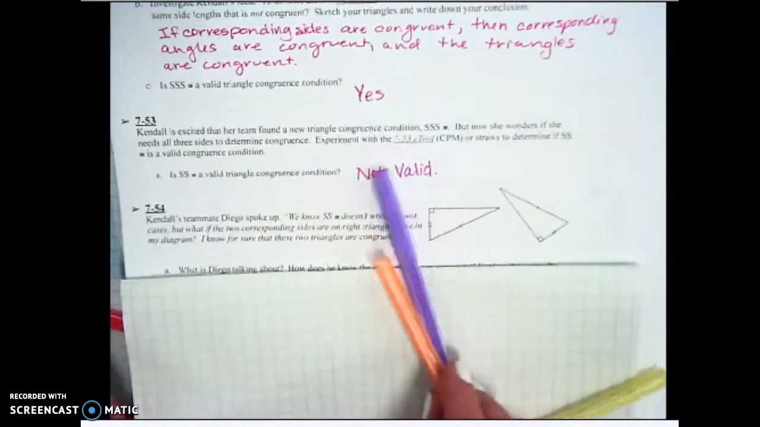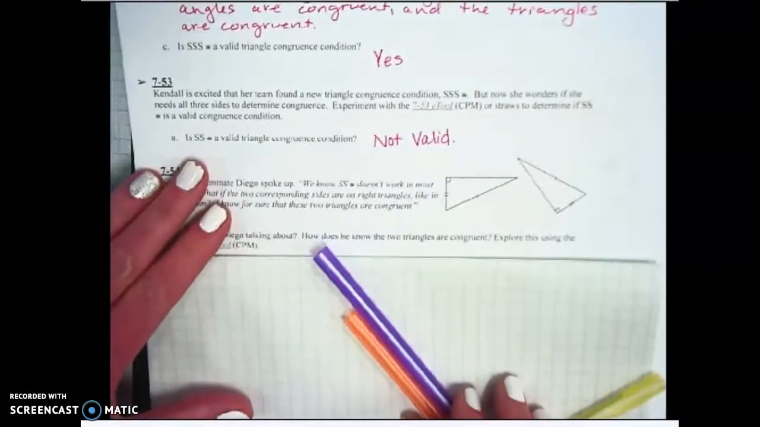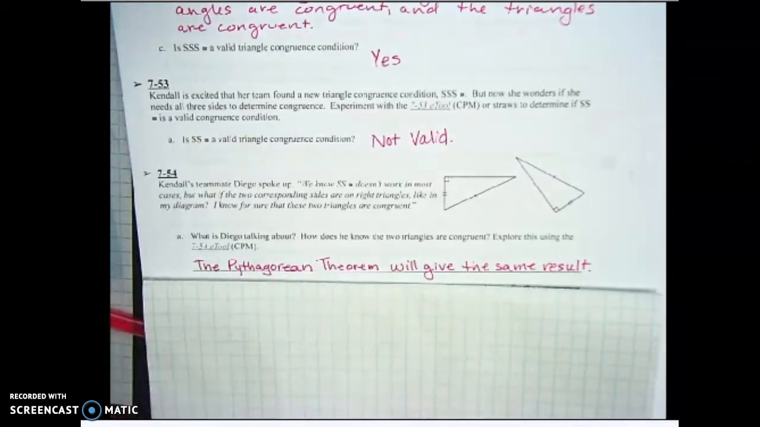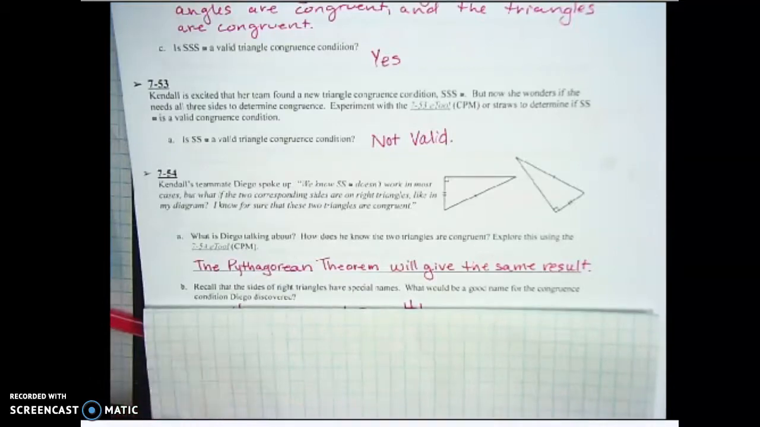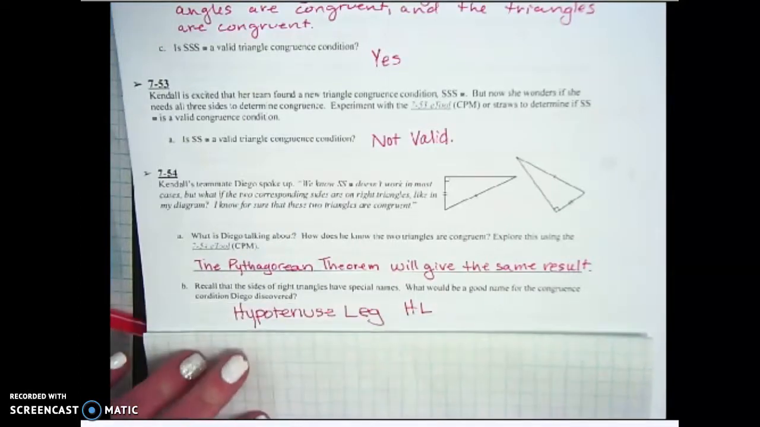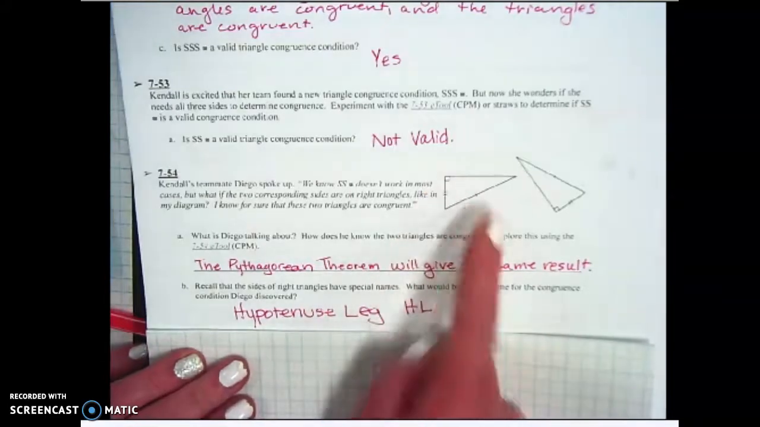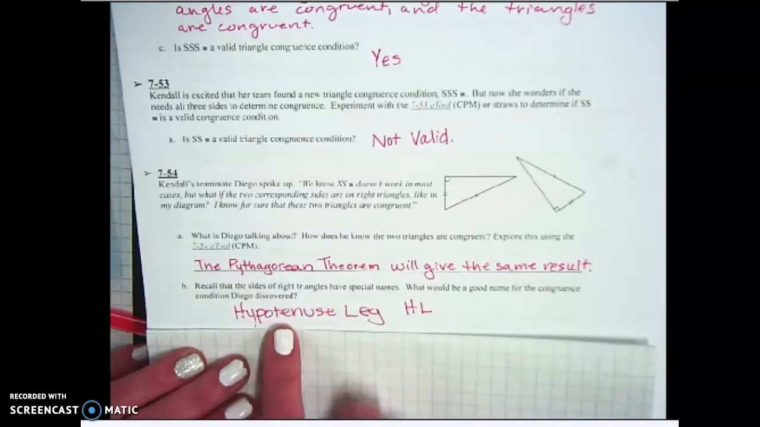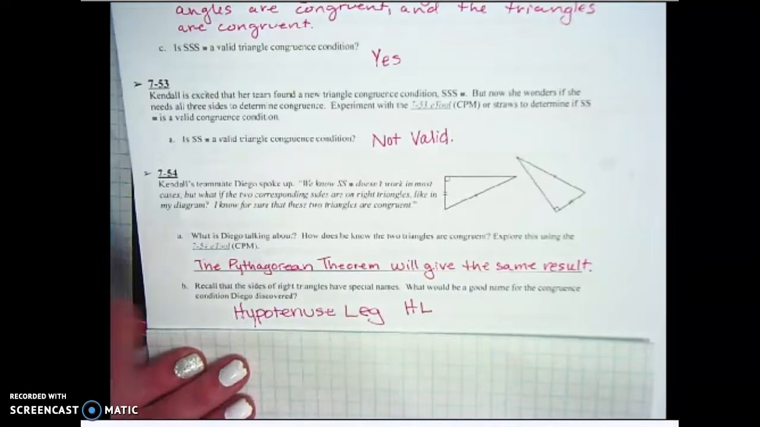Okay, so question A says, how does he know that the two triangles are congruent? Explore this using your tools. If you were to use the Pythagorean theorem, you would get the same result. It says, recall that the sides of right triangles have special names. What would be a good name for the congruence condition that Diego has discovered? Hypotenuse leg, yes. The right triangle is the only triangle that has a special side called the hypotenuse. So this one has a special name called hypotenuse leg. And for short, you can just call it HL, hypotenuse leg.